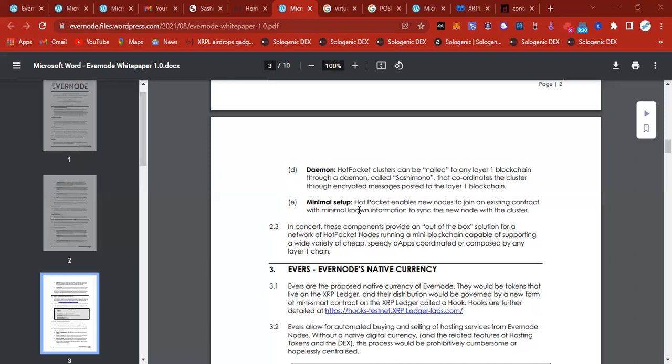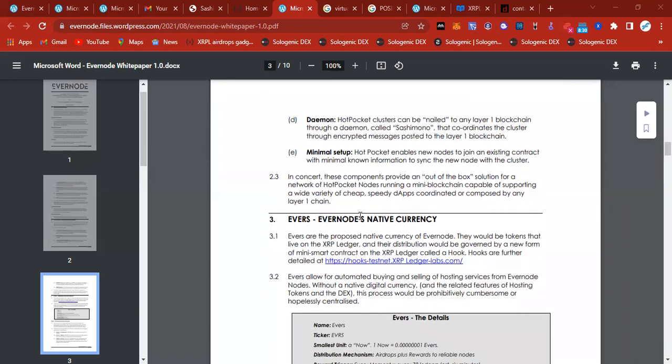So the other thing that runs this is the minimum setup. This is basically a hot pocket. It allows the new nodes to join without really knowing a lot of information, and you can just sync directly to the other nodes with a cluster. So, and then I'll read this paragraph right here.